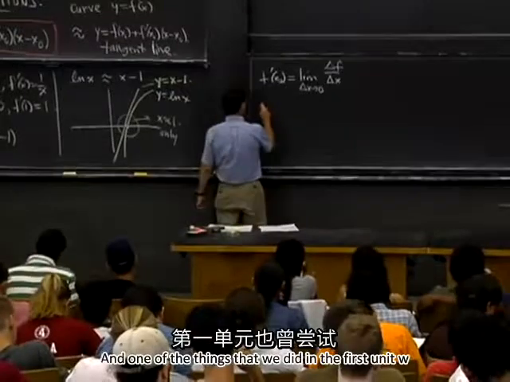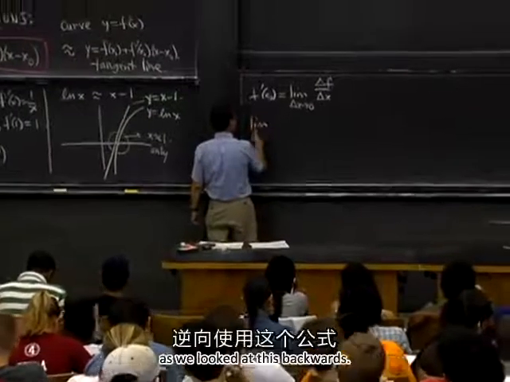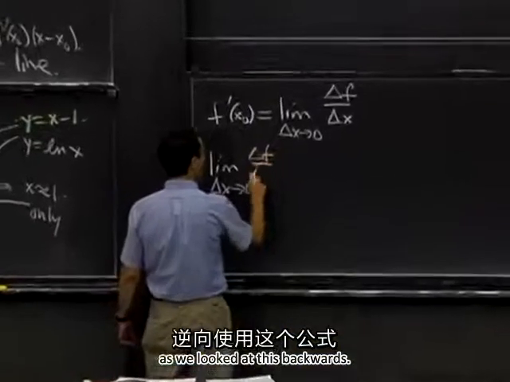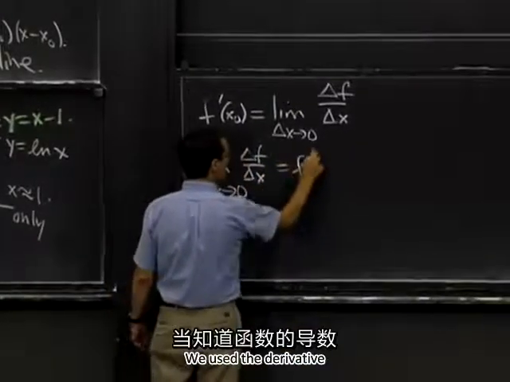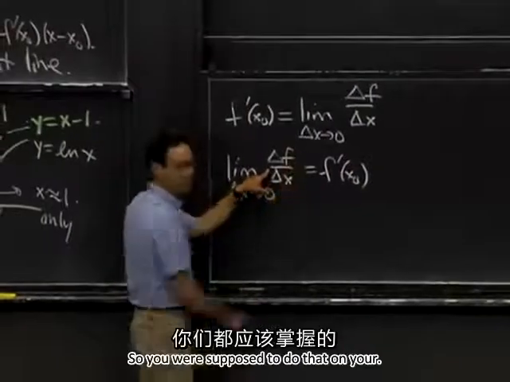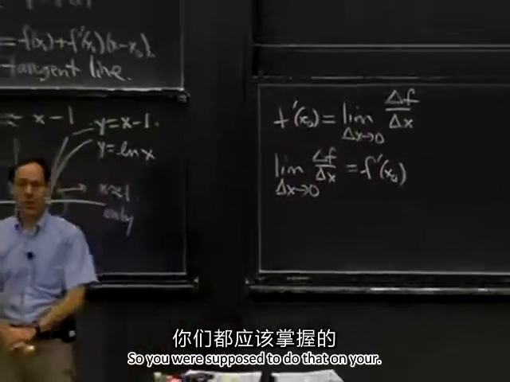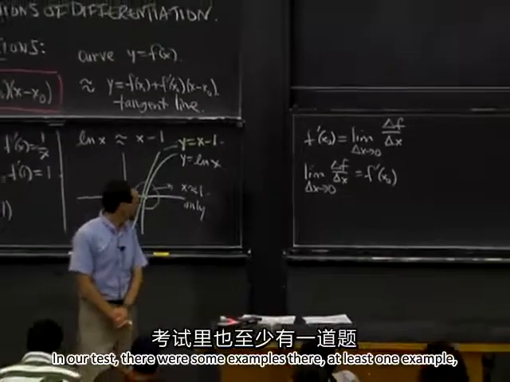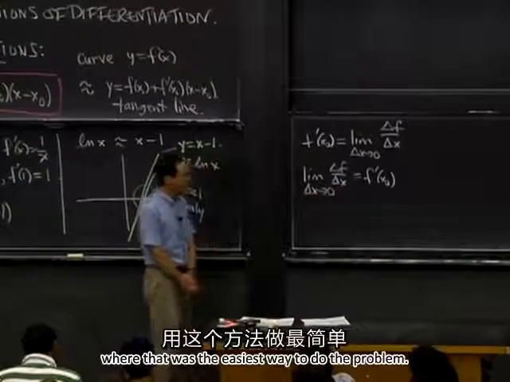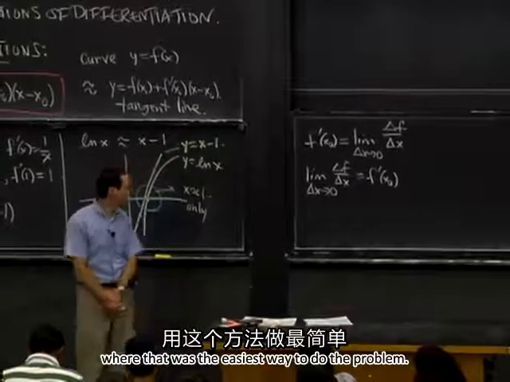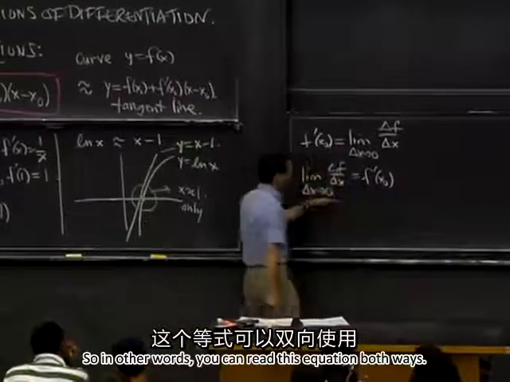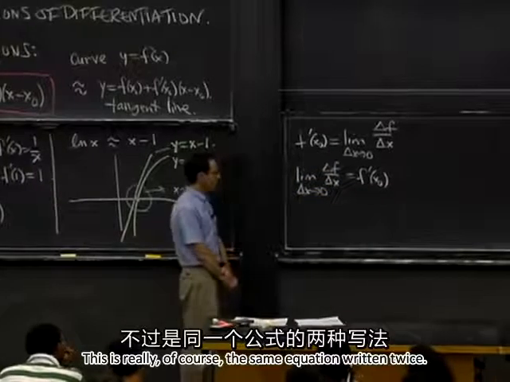And one of the things that we did in the first unit was we looked at this backwards. We used the derivative, knowing the derivatives of functions, to evaluate some limits. So you were supposed to do that on your hour test. There were some examples there, or at least one example, where that was the easiest way to do the problem. So in other words, you can read this equation both ways. This is really, of course, the same equation written twice.